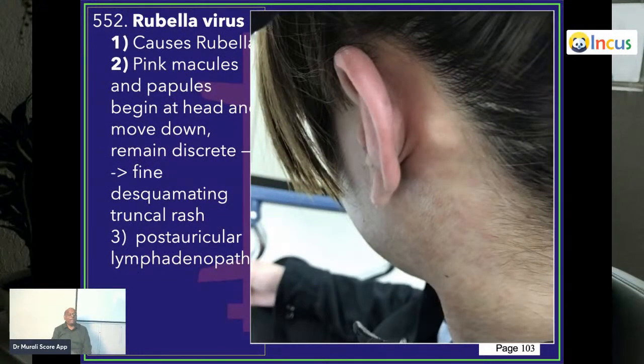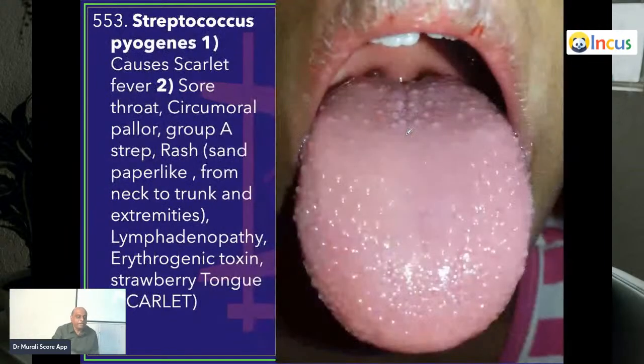Then comes rubella. Rubella, very important thing is post-auricular lymphadenopathy. It starts like macules, papules beginning in the head and moving down. They will undergo desquamation, a fine desquamating truncal rash. Very important, post-auricular lymphadenopathy is a feature of rubella, is what you need to remember.